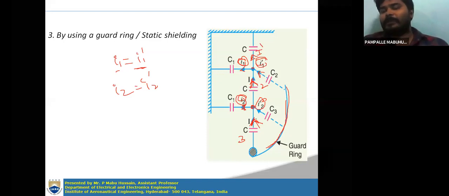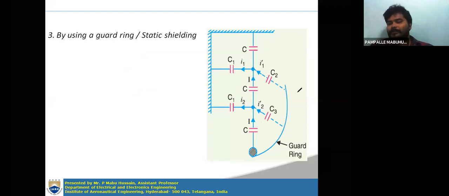In a similar manner, if you observe at this node, if these two are cancelled, the current flowing through the third insulator and the current flowing through the second insulator will be the same. Because of using a guard ring, the current flowing through each disc will be the same. So when you use the guard ring, the current flowing through all three insulators will be the same, which is equal to I.